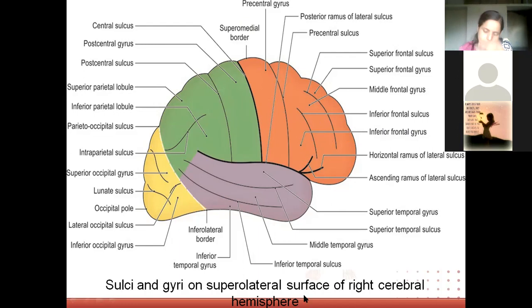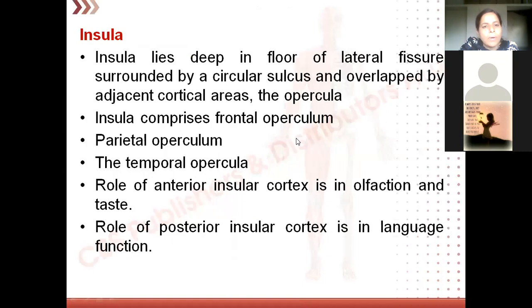Then this area, which is divided by the ascending ramus and horizontal ramus, has three areas: pars opercularis, pars triangularis, and pars orbitalis. Okay, 1, 2, and 3. So this finishes the sulci and gyri of the frontal lobe.